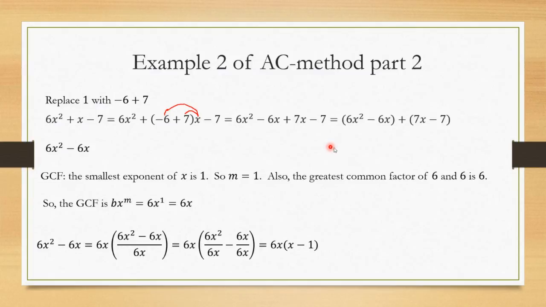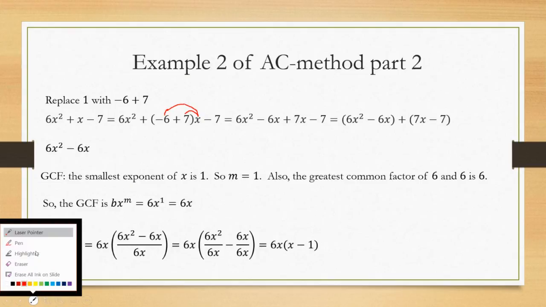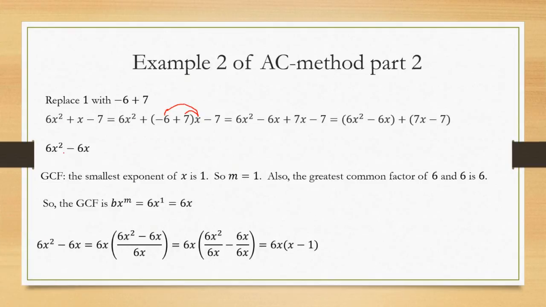Good. Okay, so now let's factor each group. 6x squared minus 6 times x, right? Well, again, let's find the GCF. So the smallest exponent of x, right? That's just 1. So that's our m. Also, notice the coefficients here, they're both equal to 6. So hopefully it's easy to see then, that forces b to equal 6.